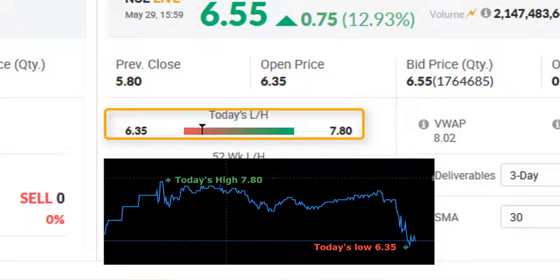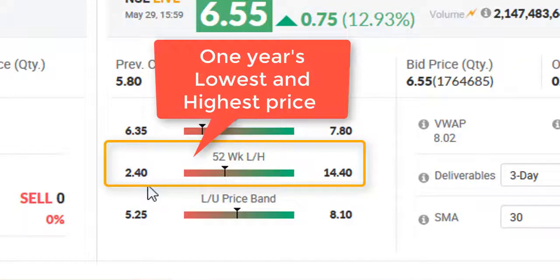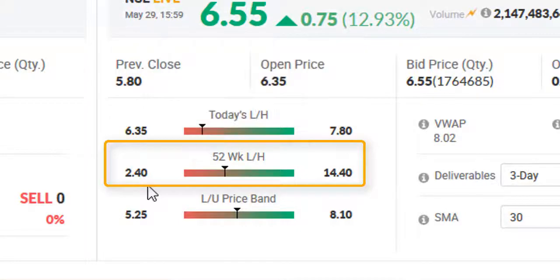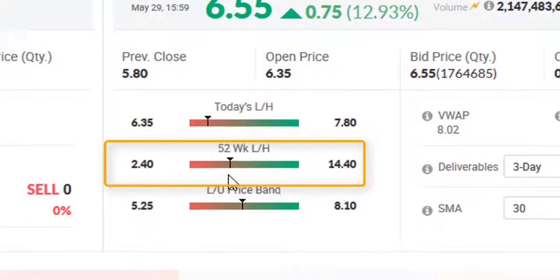The 52-week low and high means the price at which it went lowest and the price at which it went highest in a one-year period. The lowest price it dropped to in one year was 2 rupees 40 paisa, and the highest price it reached was 14.40. Now the price is trading at 6.55. Technically we are somewhere midway; it's not too low and not too high.